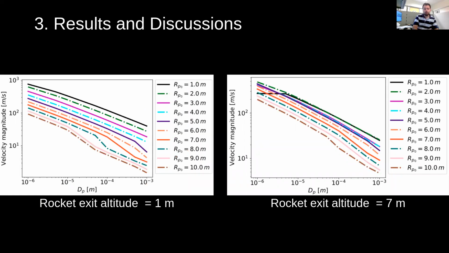The velocity of the particle leaving the numerical domain depends on the particle size, initial radial position, and lander altitude. These figures show the velocities of different particles leaving the numerical domain in terms of their diameter and initial radial positions, when the lander is at 1 and 7 meters in altitude.